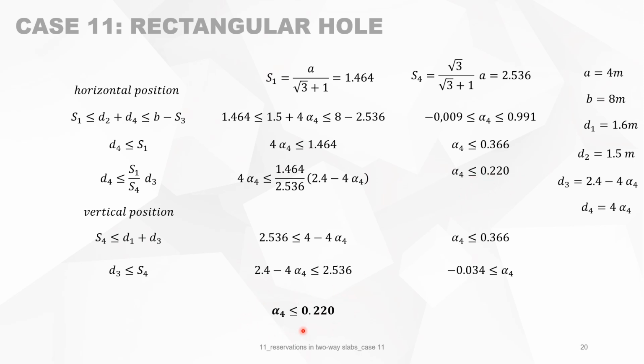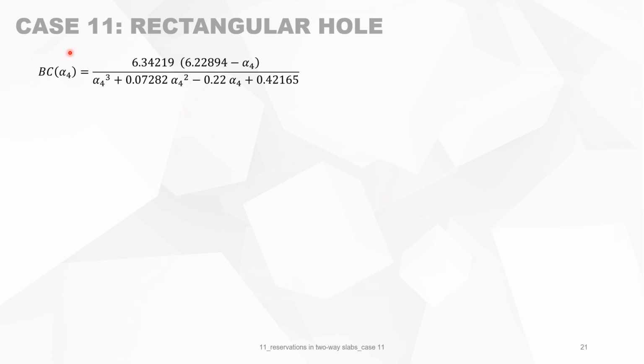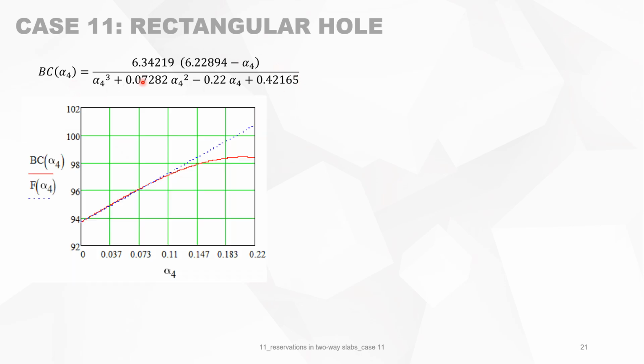So this is needed for our formulas. The bearing capacity in function of alpha 4, we have seen that in the previous slides. We fill in the different known elements and we got this equation. Put it into a graph, alpha 4 from 1 to 0.44. Remember, this formula is only valid up to 0.22. And on the y-axis, the bearing capacity, which is the red curve, which is in fact this. The blue dotted line is just a simplified fitting, telling that it's almost linear until alpha 4 is equal to 0.11.